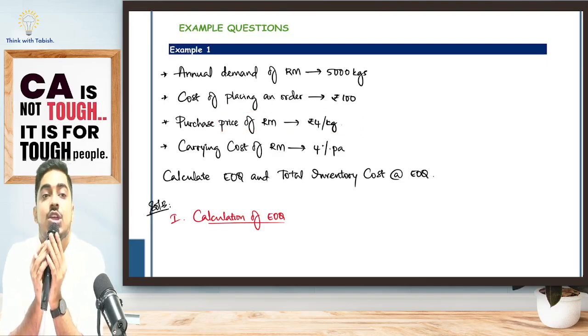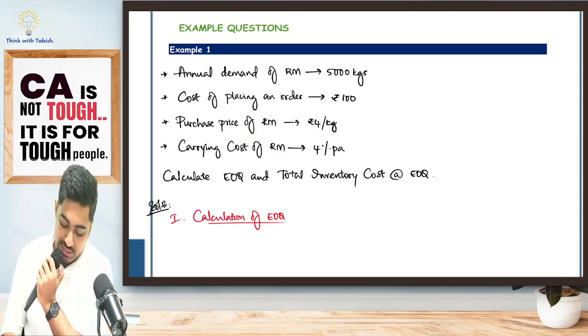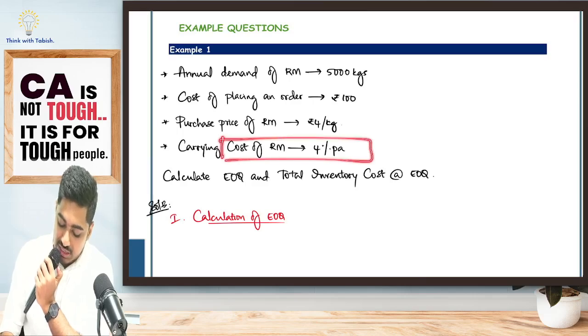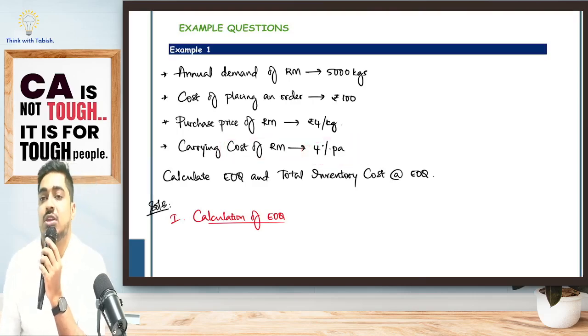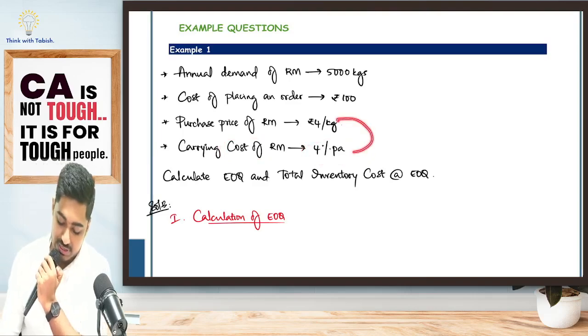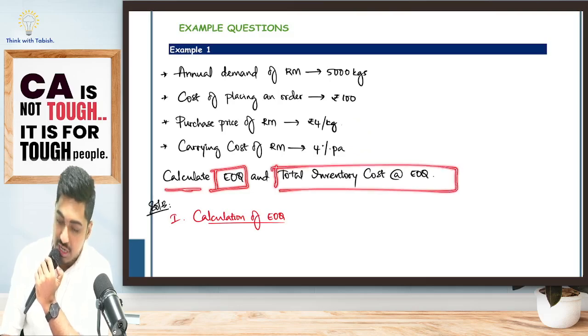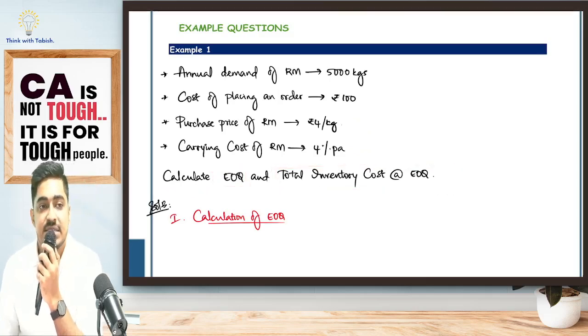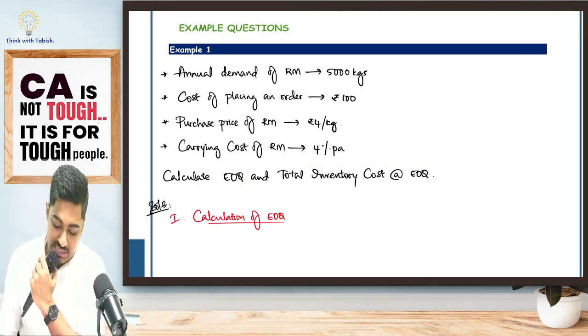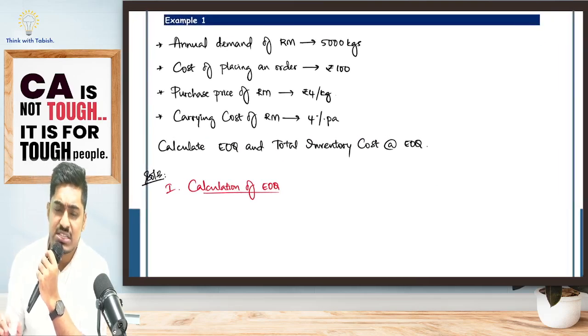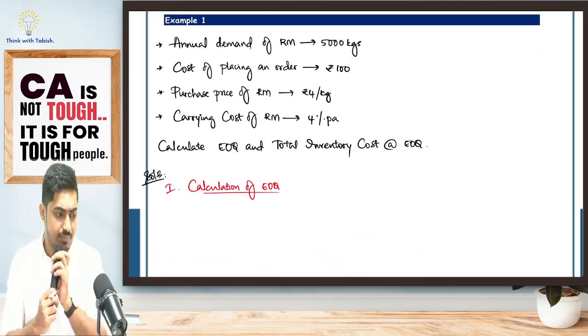That means at what price am I buying every raw material? 4 rupees. Carrying cost of raw material is 4%. Tell me on which amount I will be applying the percentage? Purchase price. Calculate EOQ and the total cost at EOQ. This is my question. If you have to write it down, quickly scribble. I'm not going to give you more than 1 minute.